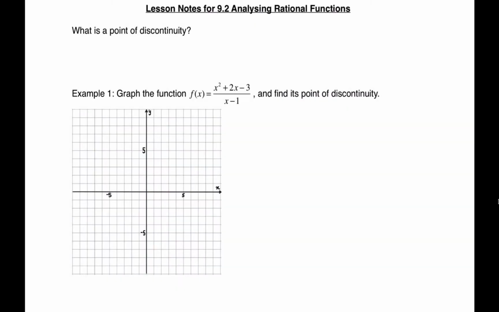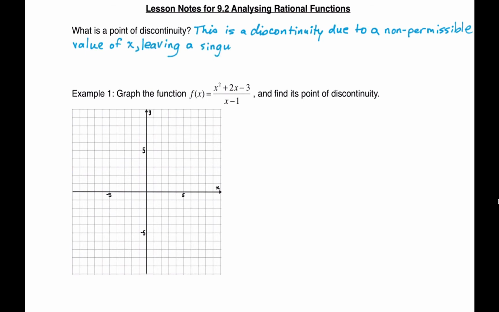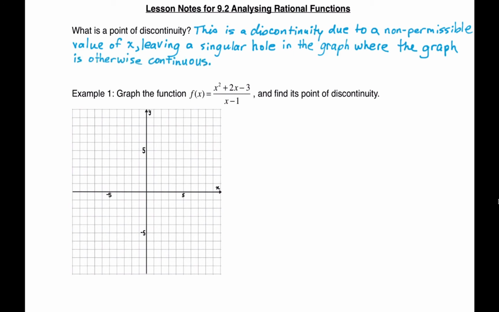So first, let's look at what is a point of discontinuity. This is a discontinuity due to a non-permissible value of x, leaving a singular hole in the graph where the graph is otherwise continuous. So here's an example of that.